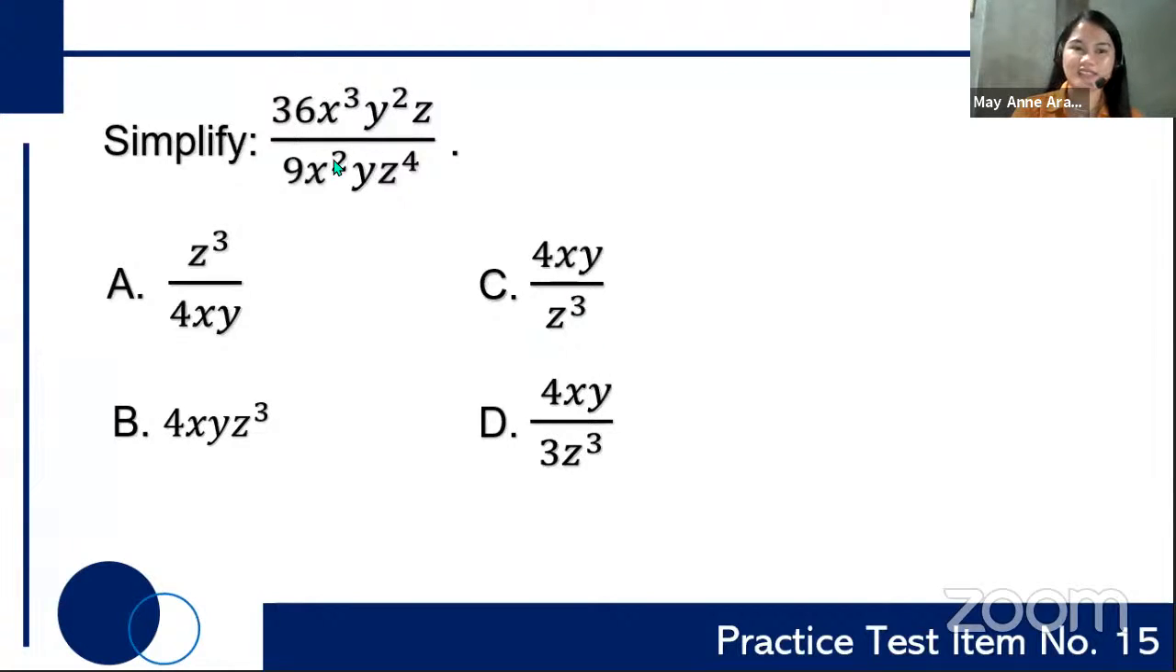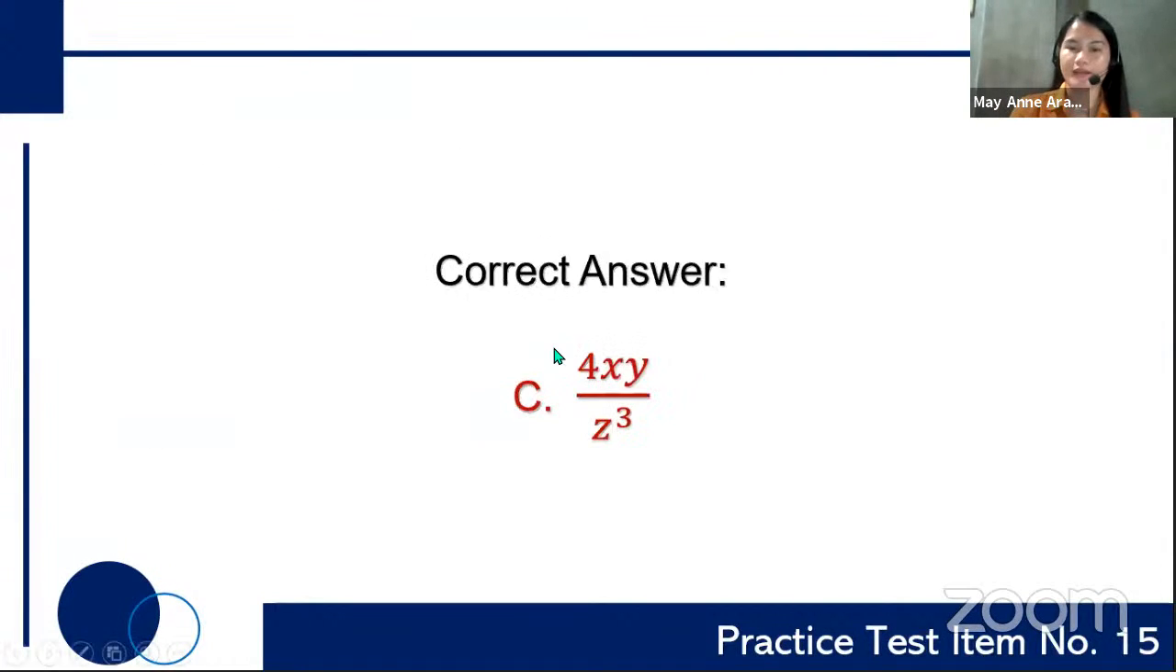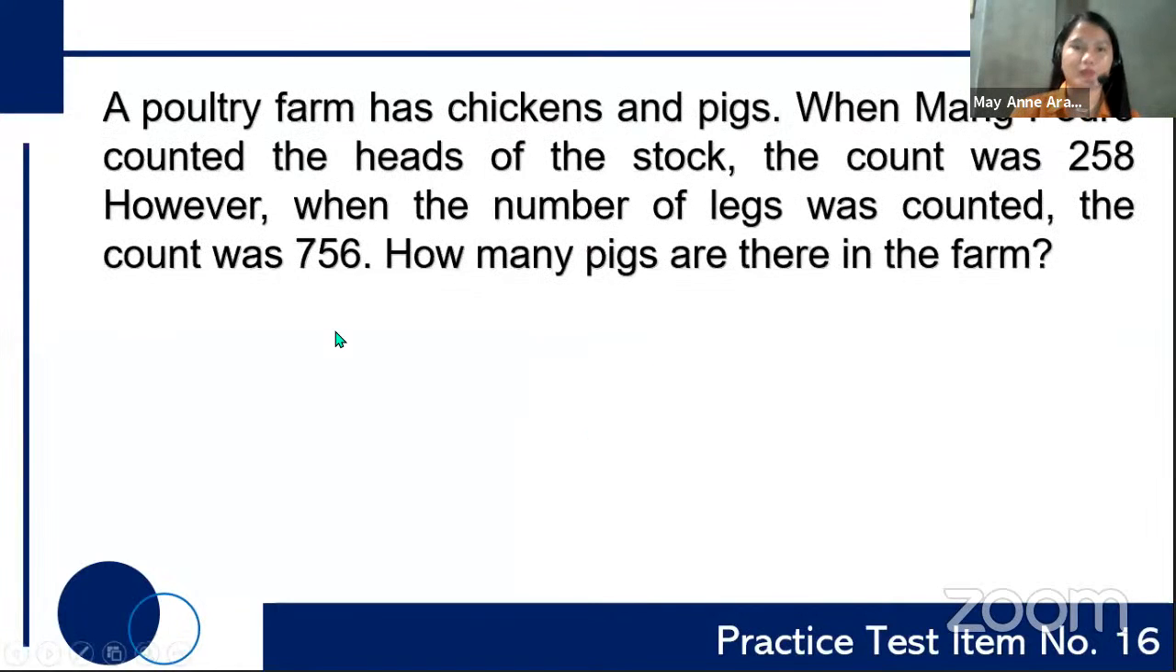Since itong x cubed and y squared, both of them ay mas mataas compared dun sa exponent ng x and y sa denominator, nandun pa sila sa taas. And 36 divided by 9 is 4 since 36 is higher than 9. So, yun pa rin siya sa numerator. So, 4xy over z cubed. So, that is the answer. Letter C. Okay, problem. Ito, mag-solve kayo para ma-practice kayo.